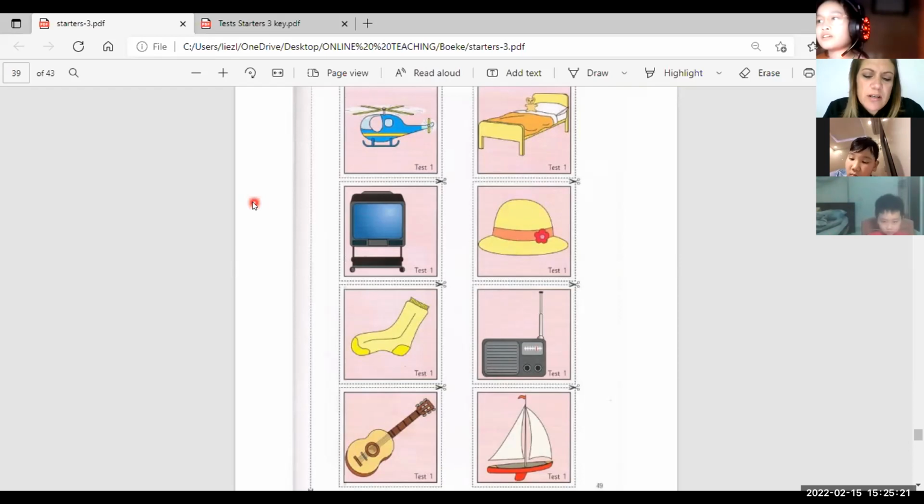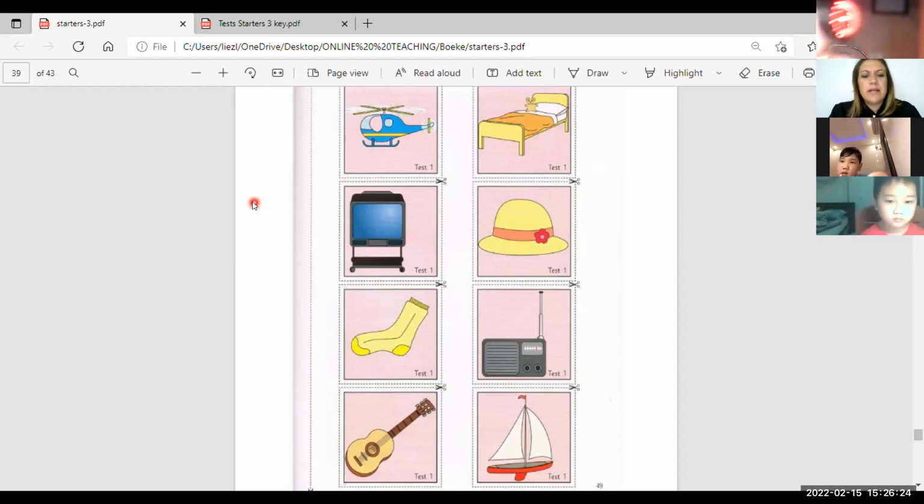Okay, Dongni, what can you see in the first picture? I see a helicopter. What color is the helicopter? The helicopter is blue. Blue, good. What's next to the helicopter, Ty? It's a bed. What do we do on the bed? The bed is yellow and orange. Yes, and we sleep on the bed. Okay, good.